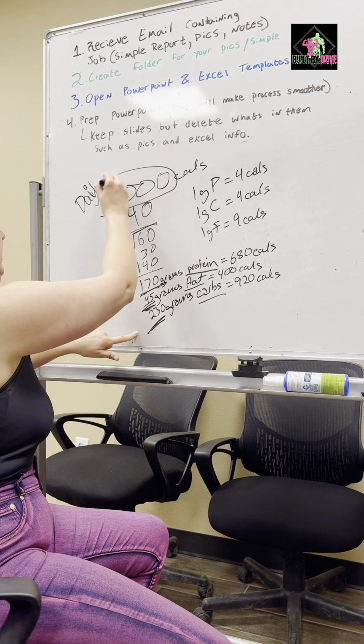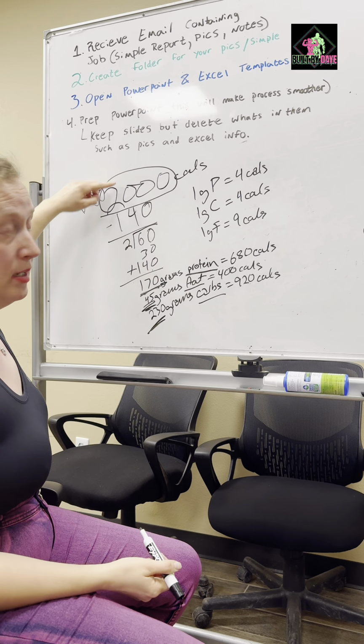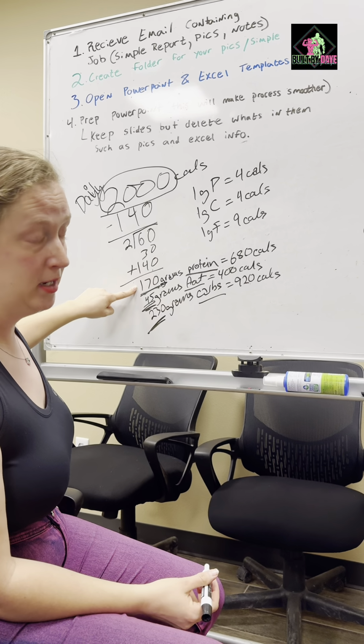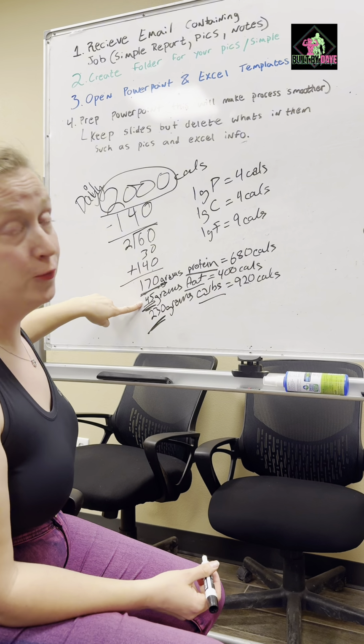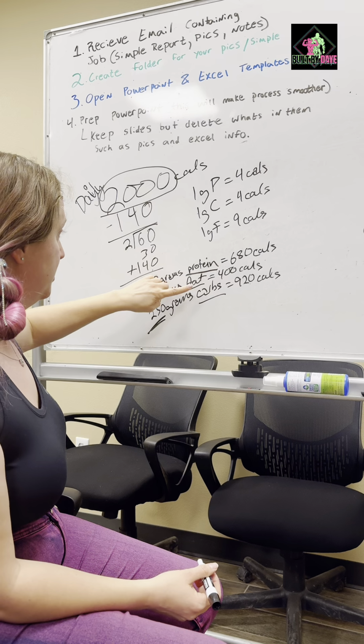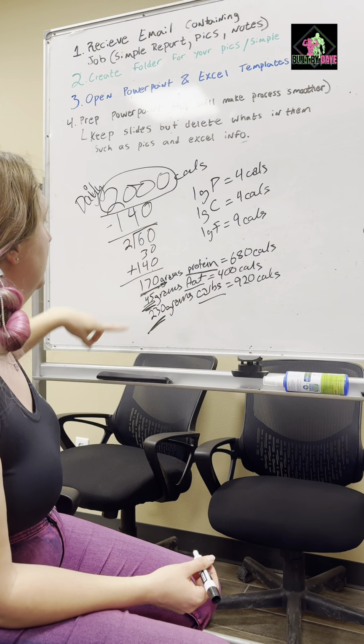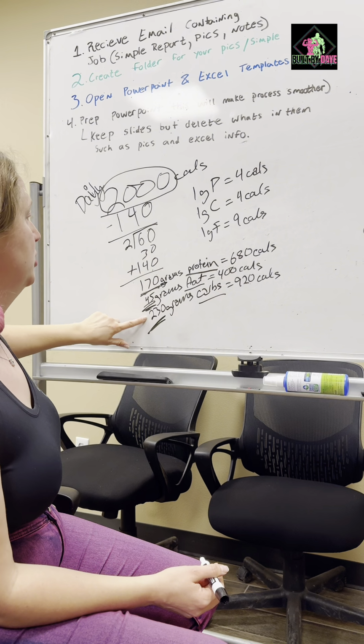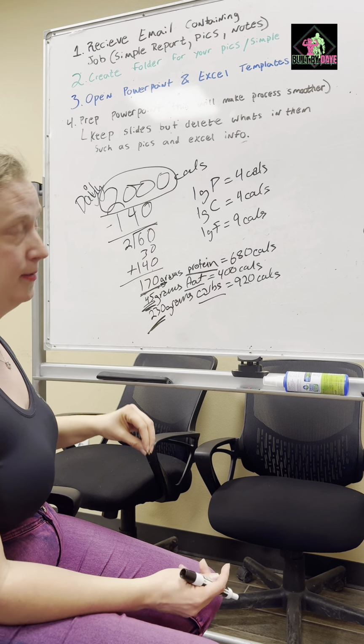So our daily calories is 2,000. Our daily protein is 170 grams. Our daily fat is 45 grams, which is 20% of our overall calorie number. And our carbs fill in the rest at 230 grams of carbs every day.